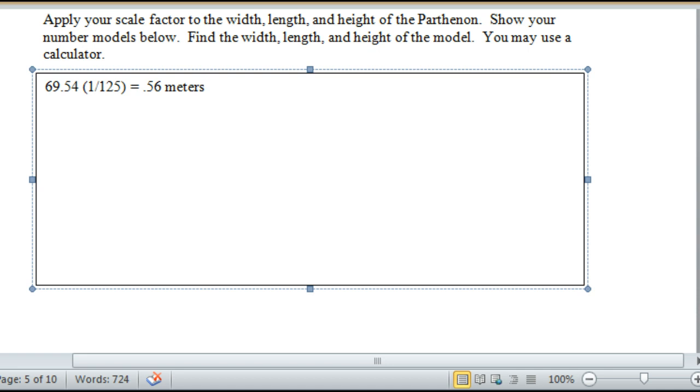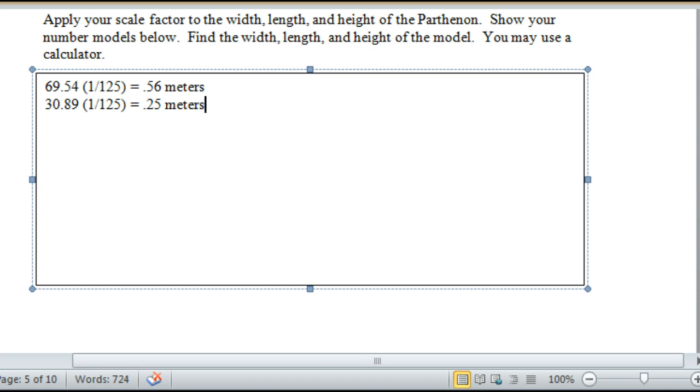Let's try our other dimensions as well. So this was the length. Let's take a look at the width. The width is 30.89 meters. We have to multiply that by the same scale factor. Of course you can't change the scale factor or you'll change the shape of the figure. And when we divide, 30.89 divided by 125, our answer is going to round to 0.25 meters, which of course is about 25 centimeters. So that's going to be the width of the Parthenon.